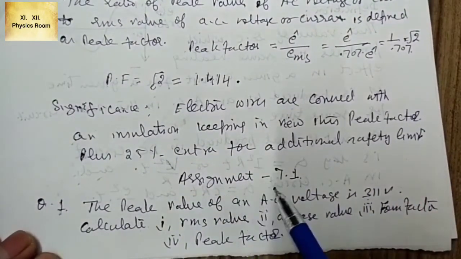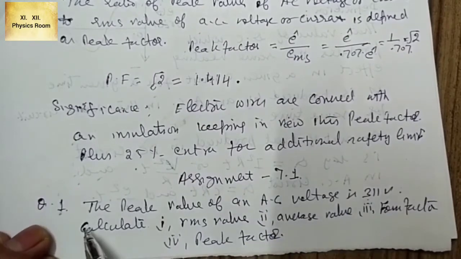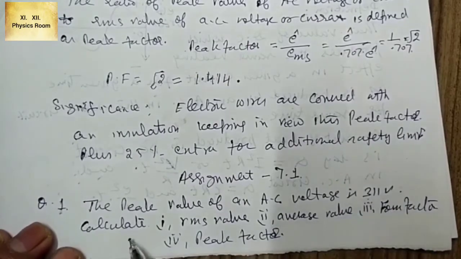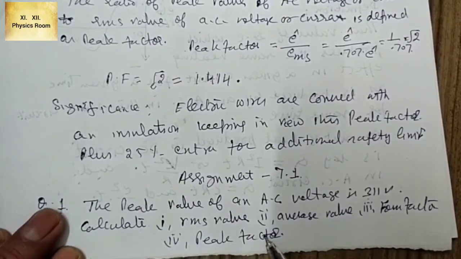Now assignment 7.1. Question number 1. The peak value of an AC voltage is 311 volts. Calculate the RMS value, average value, form factor and peak factor.